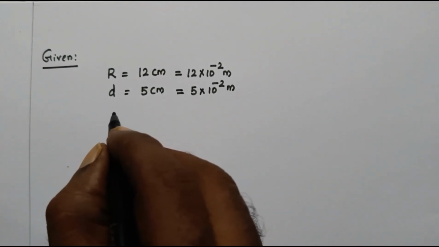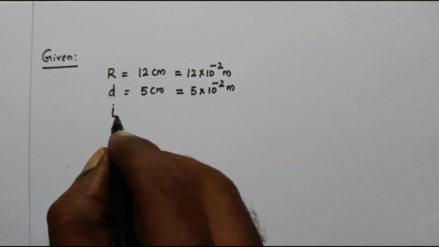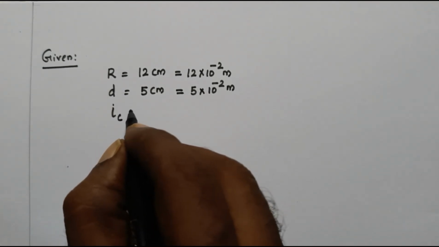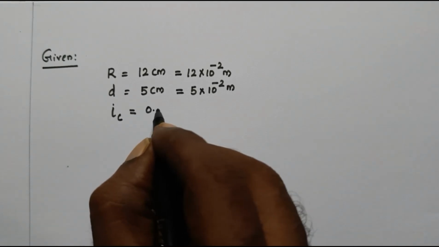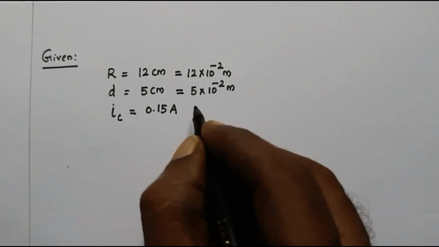Next, charging current is given, that is nothing but the conduction current. So I suffix C is the conduction current. It is given as 0.15 ampere. So this is a conduction current.